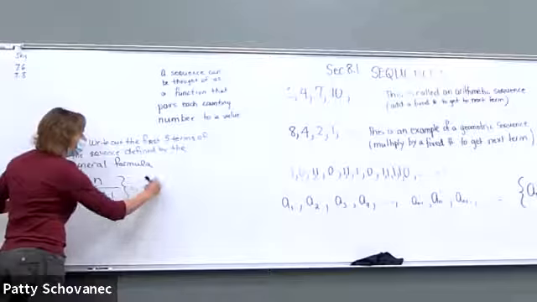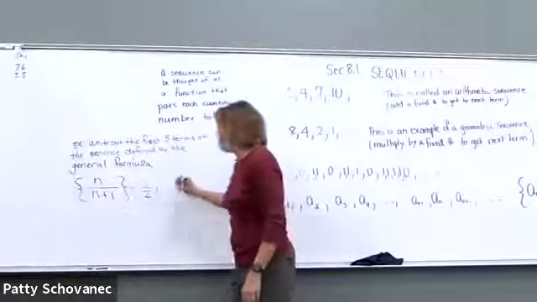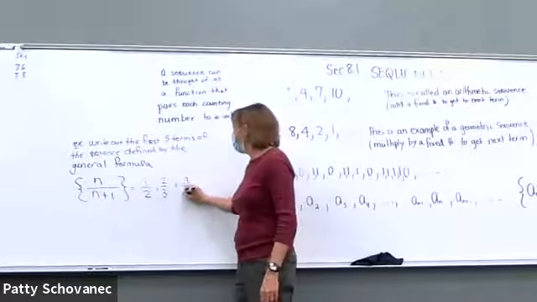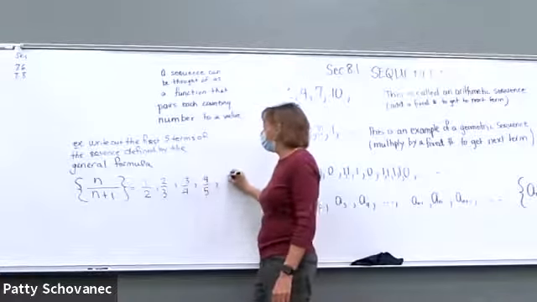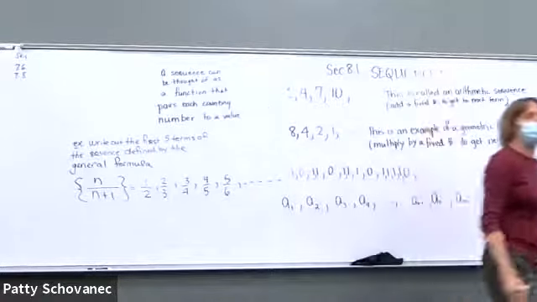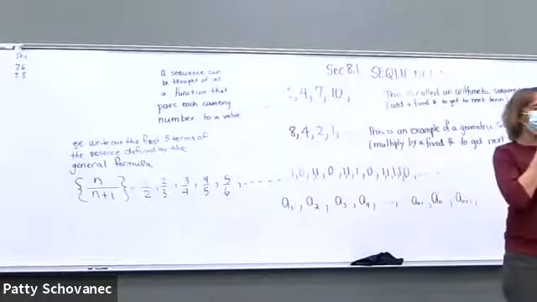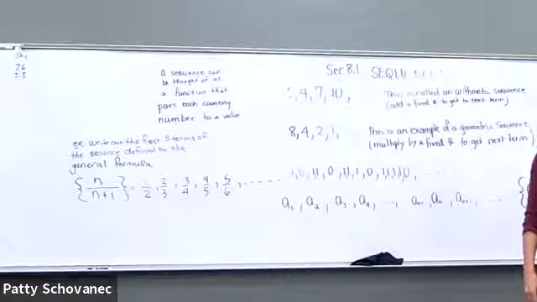Now it's your turn. What's the next term in the sequence? 2/3. 2/3. Next one? 4/5. And then it goes on forever and ever. What's the 1,000th term? 1,000 over 1,001.